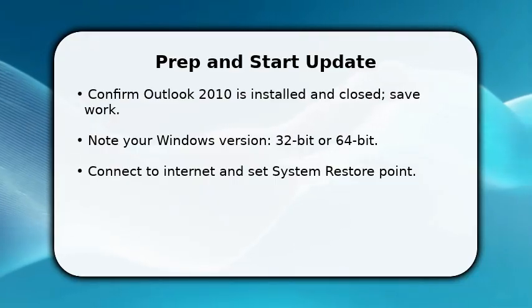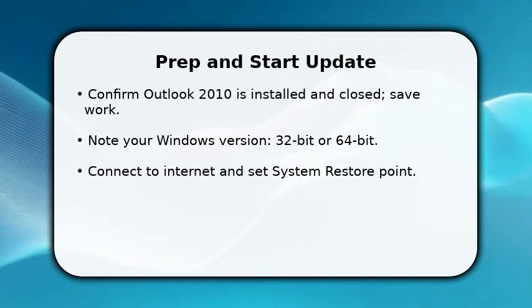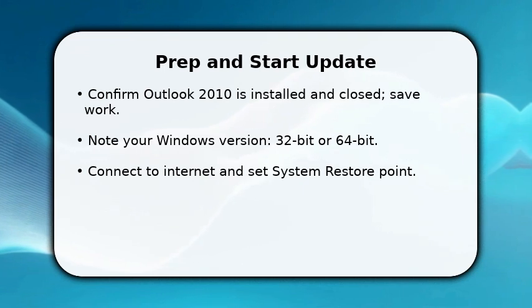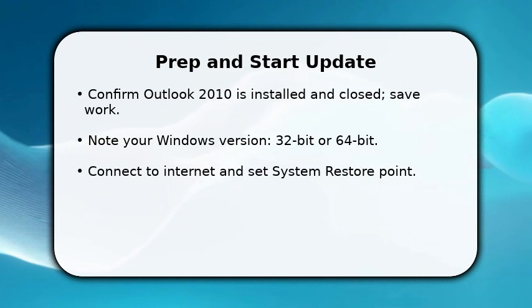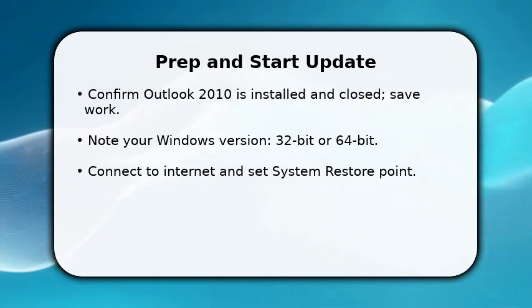You begin by closing Outlook and saving any open items. This prevents file conflicts. Next, confirm whether your Windows is 32-bit or 64-bit so you pick the correct update binaries. Once done, connect to a stable internet and create a system restore point. That gives you an easy rollback if anything goes wrong.